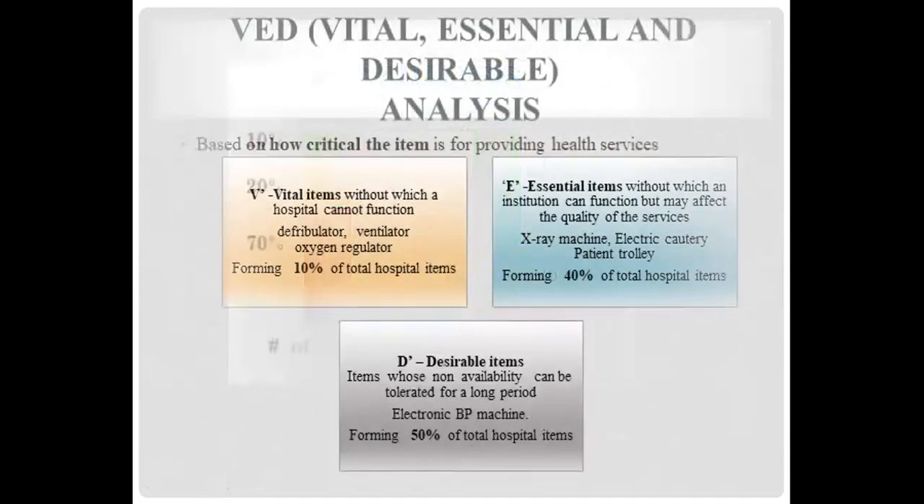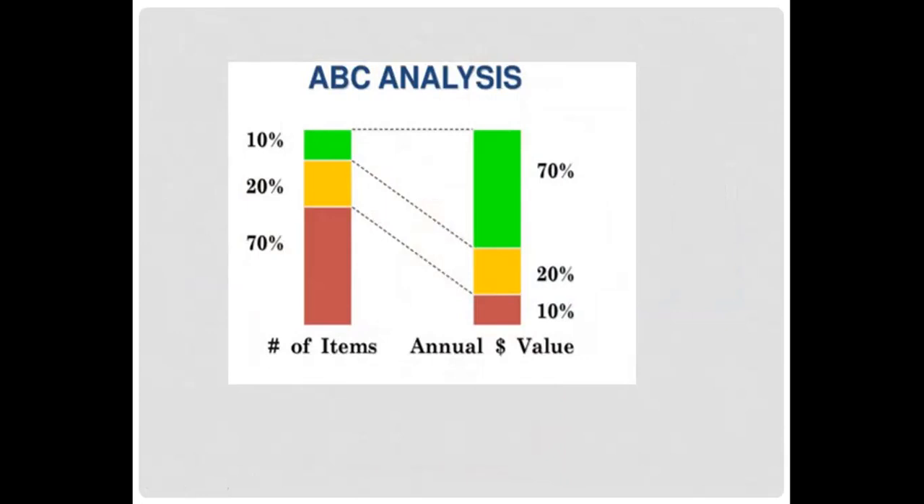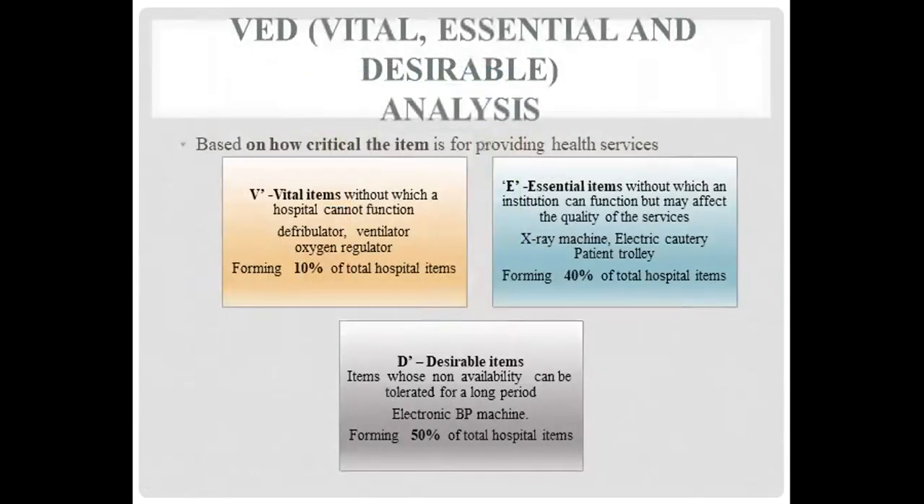Now, next comes another analysis which is known as VED analysis. It is known as vital, essential, and desirable analysis. In this, the items are categorized on the basis of criticality of providing health services. For example, V is vital items without which the hospital cannot function. It includes defibrillator, ventilator, oxygen regulator, forming 10% of total hospital items.